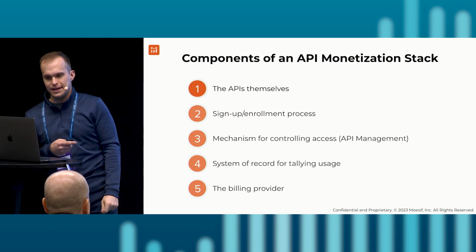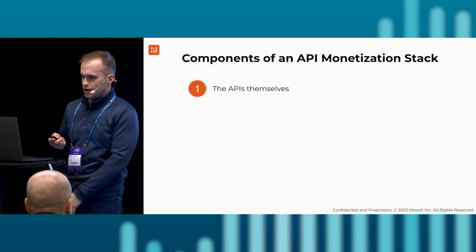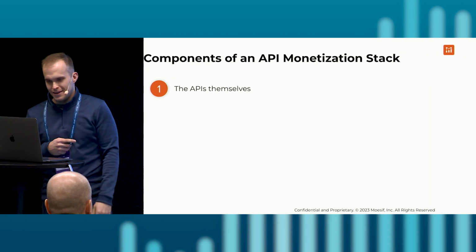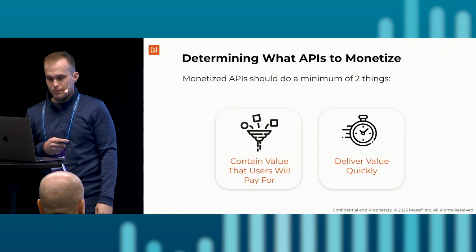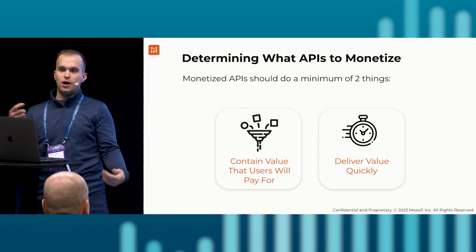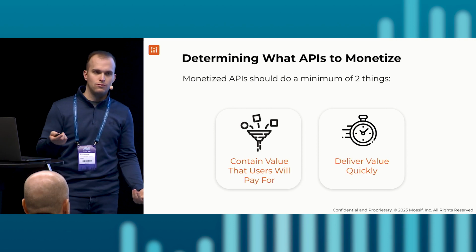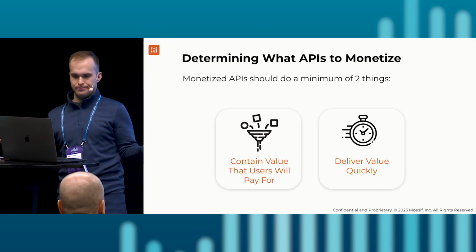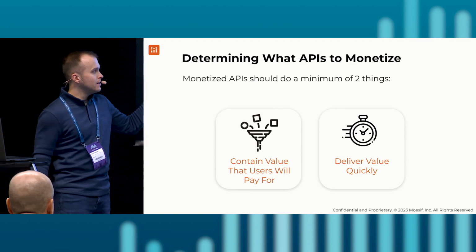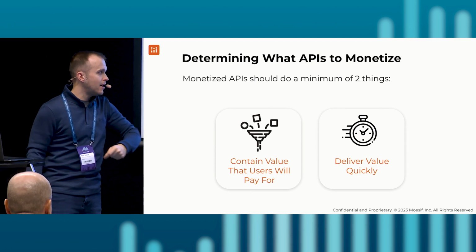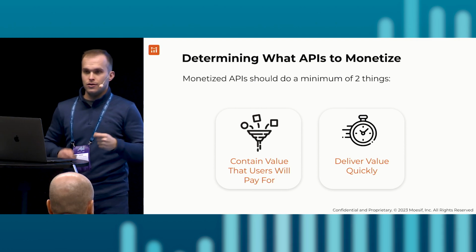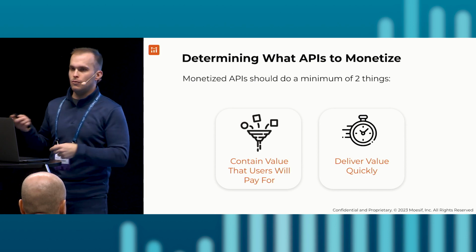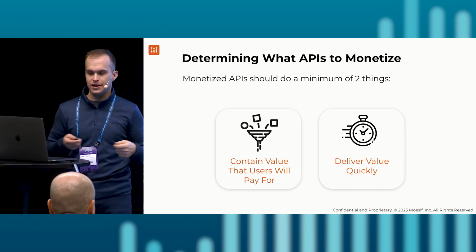The first one we're going to look at is the APIs themselves. So obviously everyone here is familiar with the APIs that they have, but when it comes to actually monetizing those APIs, what 2 things should they do at a minimum? Firstly, that API should contain value that users will pay for. Don't monetize an API that no one wants. You're just going to waste your time and effort.